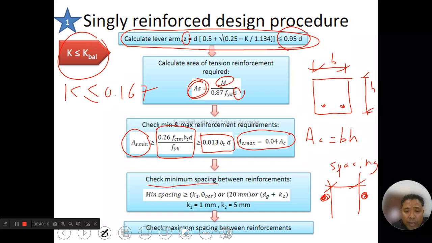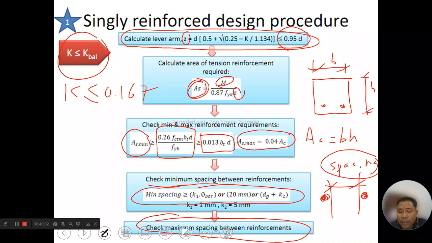Okay? So how do we check? We have a formula for it. We will talk about this one later on. And we must also check the maximum spacing. So the spacing has a minimum and it has a maximum. Why is there a maximum? I will explain shortly, later in next week's lecture. And this is the procedure for single reinforced, where your K is less than 0.167.